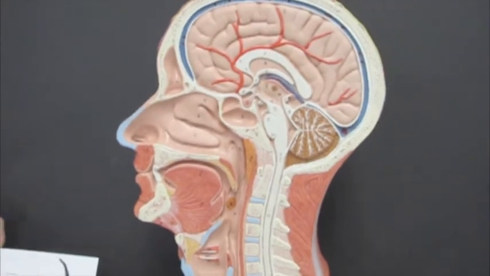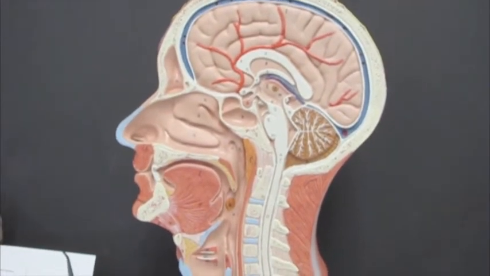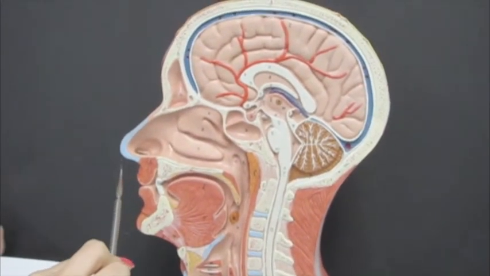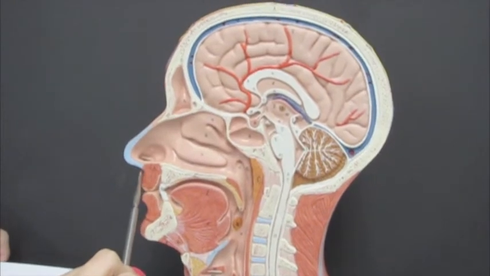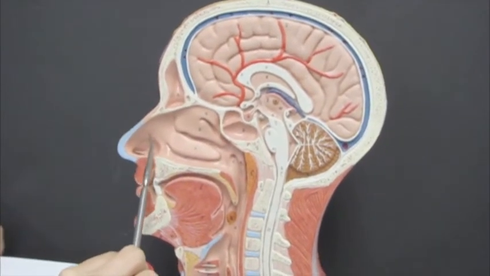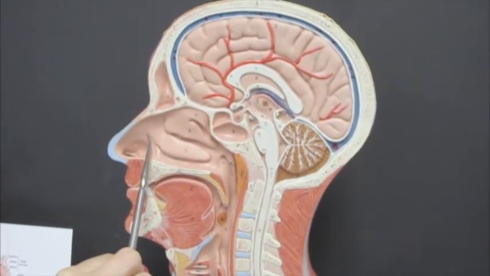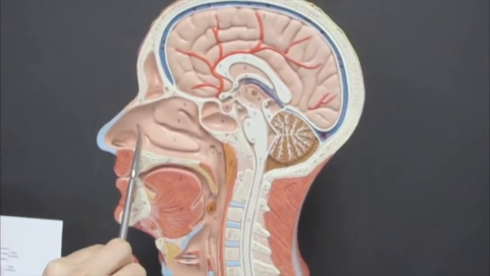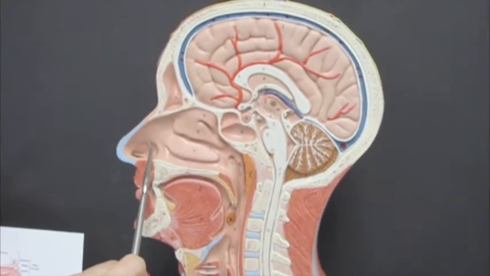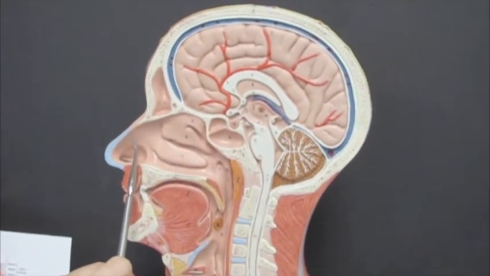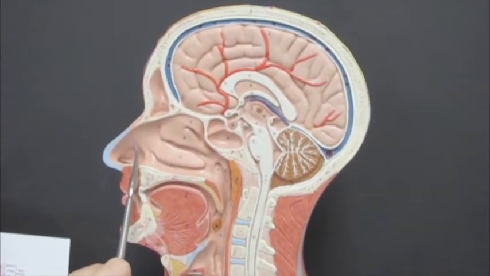Looking at the half-head respiratory model, we begin with the external nares. The nasal cavity and vestibule: the internal surface of the nose leads to the nasal cavity. The anterior region of the nasal cavity, near the nostrils, is called the vestibule. The nasal septum divides the nasal cavity into left and right portions.